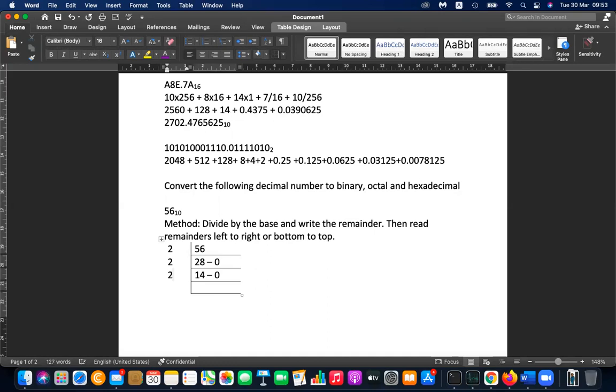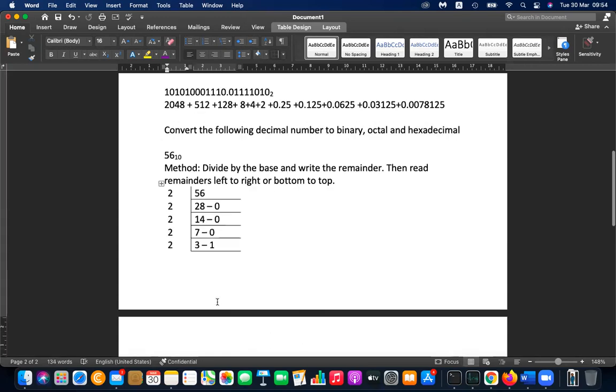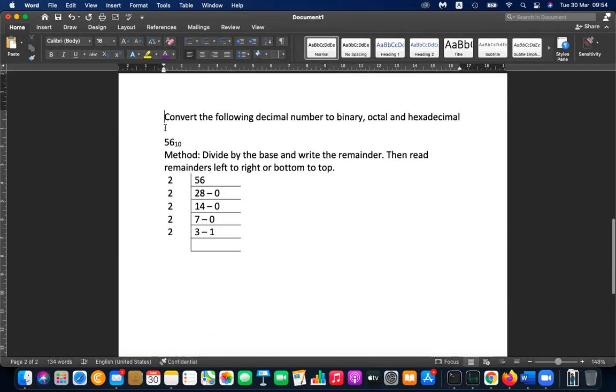Then 14 divided by 2 is 7, and the remainder is 0. Again you have to divide that by 2. Then you will get 3, but the remainder will be 1, because 7 you can't divide evenly. Then that 3 divided by 2 goes to the next line: 3 divided by 2 is 1, and the remainder is also 1.